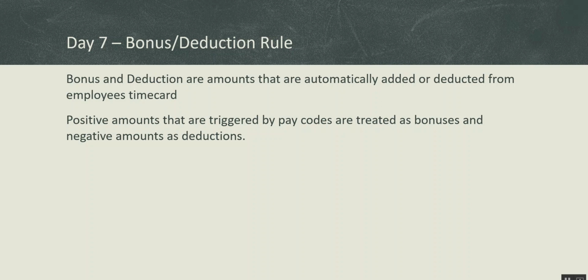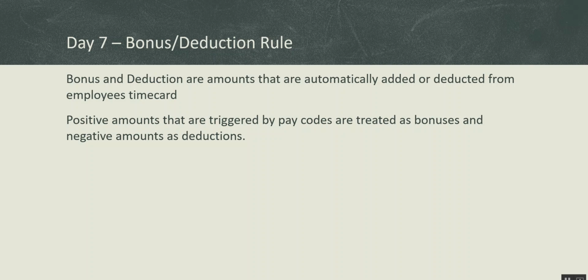In the application, when you give a positive amount, that will trigger a pay code which will be treated as bonus, and when you give a negative amount, then the system will treat it as deduction. Now mostly when you are using bonuses and deduction, there are multiple combinations or different ways that you can use bonuses and deductions. When you're creating bonus, there can be different triggers that can lead to bonus.